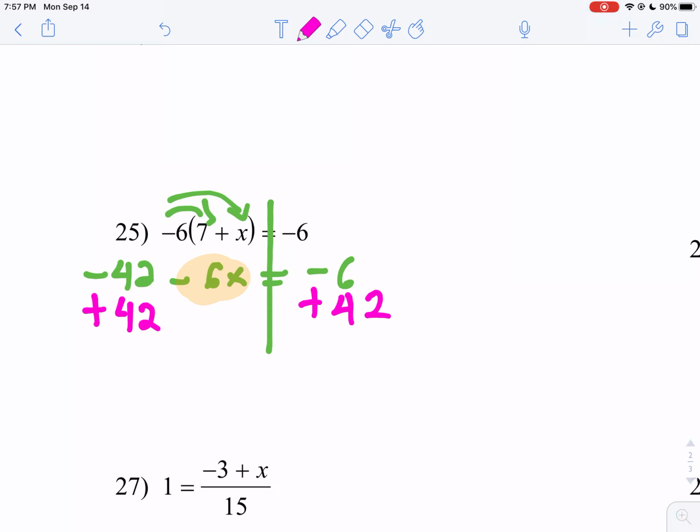Okay, so that's going to give you a negative 6x, and this is going to give you a 36. And now we are going to do one more step. Now we have negative 6 times x.